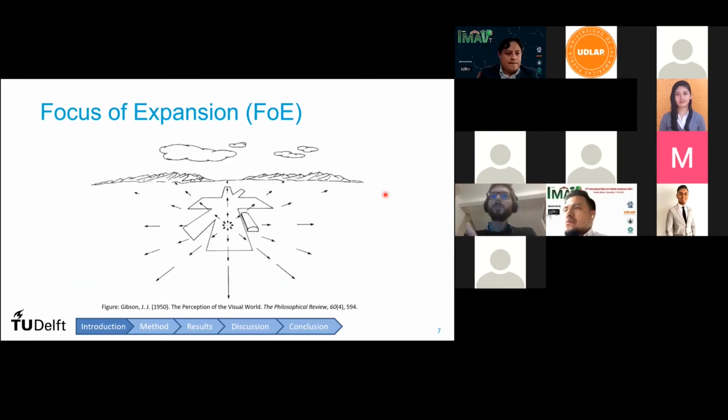Now, in order to detect other moving objects, we make use of a property of optical flow: if you're traveling to a point, so here we're an airplane, because Gibson is the researcher who introduced this optical flow.